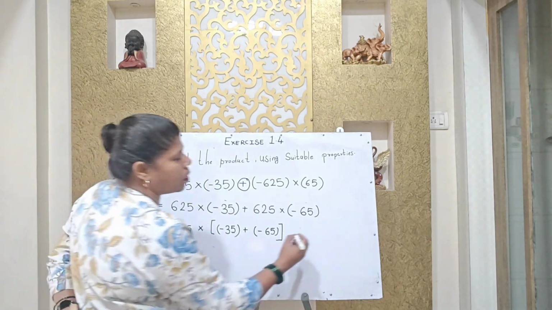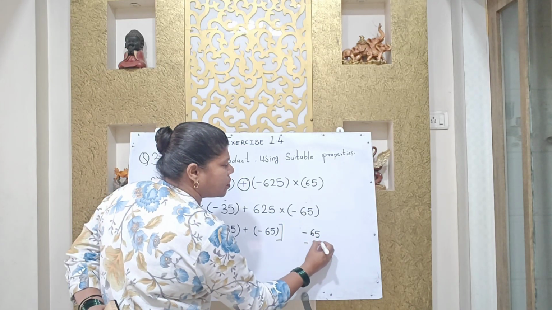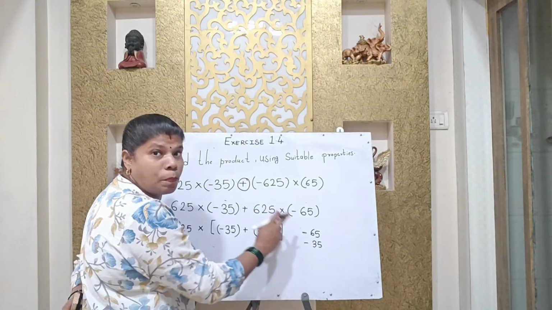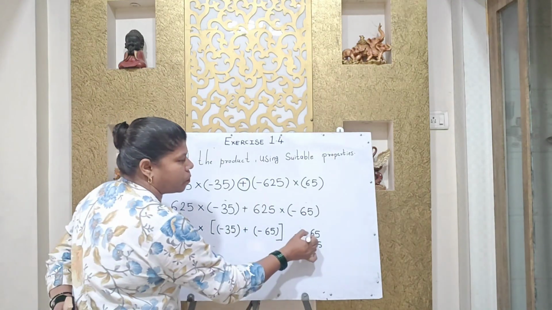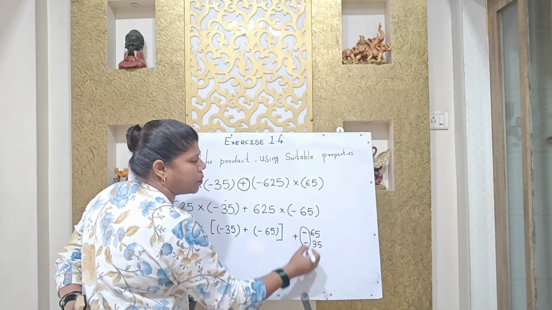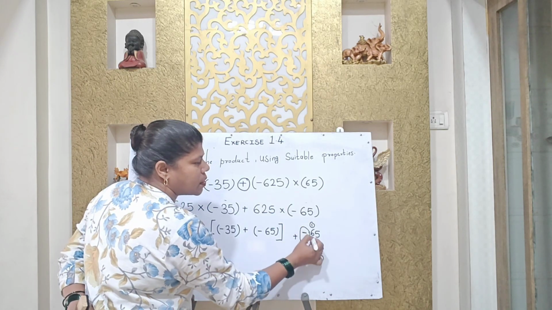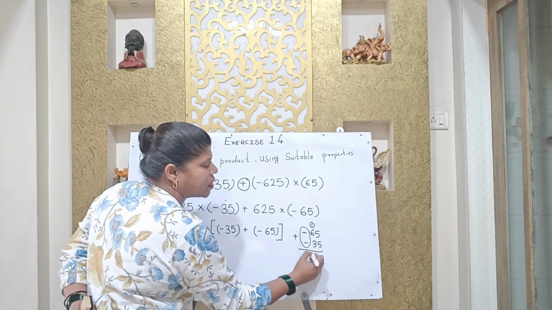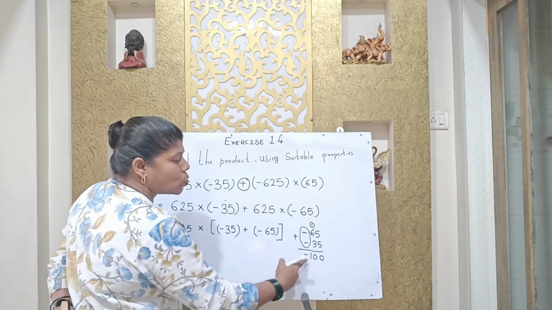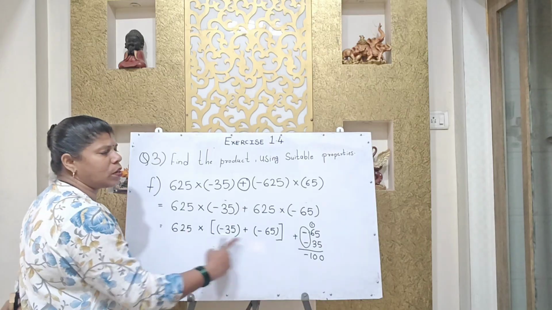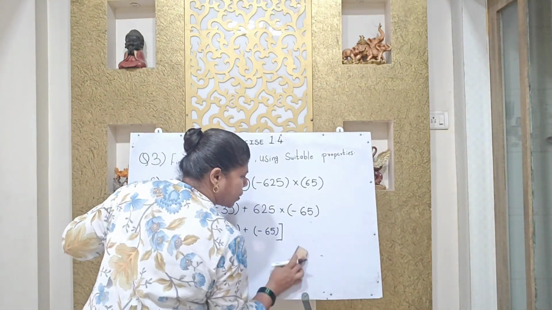Now again -65 and -35, same sign, positive, same sign, positive. So I wrote here positive. Circle the number 5 and 5, 10, 0, carry 1, 6 and 1, 7, 7 and 3, 10. Now the sign of the bigger number 65, that is a minus. So what is the answer of this addition? It is -100. Answer is -100.